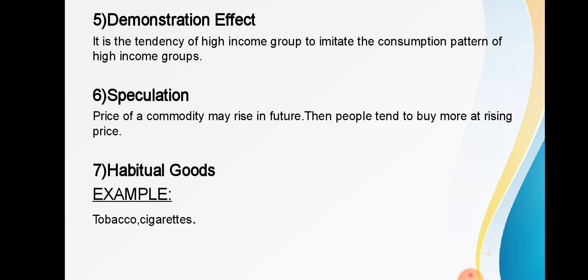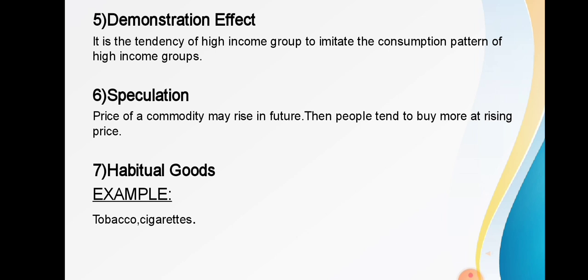Now the fifth exception is the demonstration effect. What is the demonstration effect? Demonstration effect is nothing but a tendency of the low income group people to imitate the consumption pattern of the high income group. This is known as the demonstration effect.